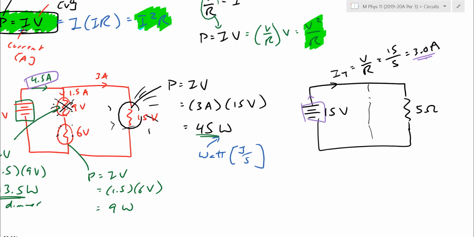But just be really careful. Every time you start removing components, you need to do a recalculation.